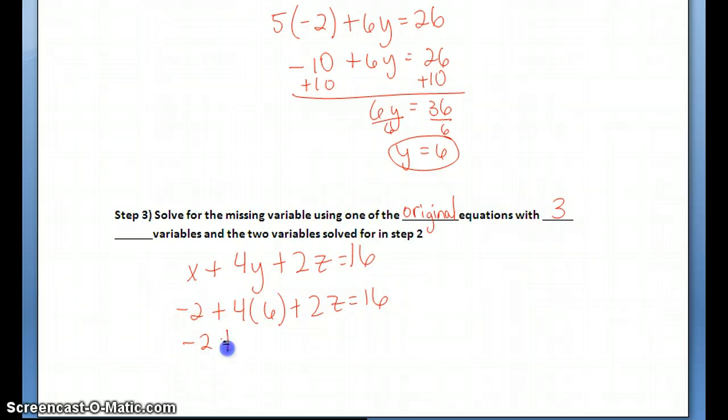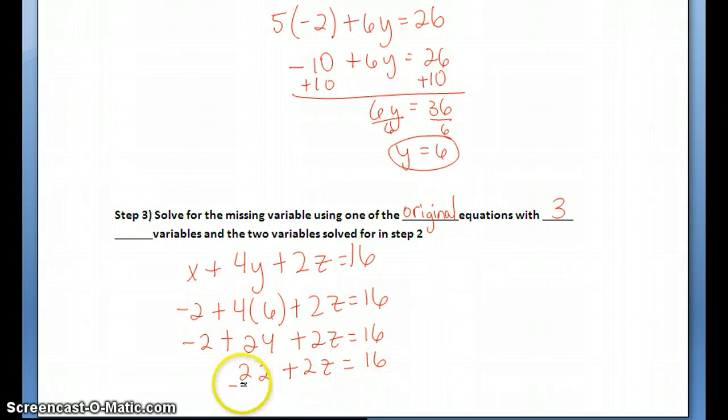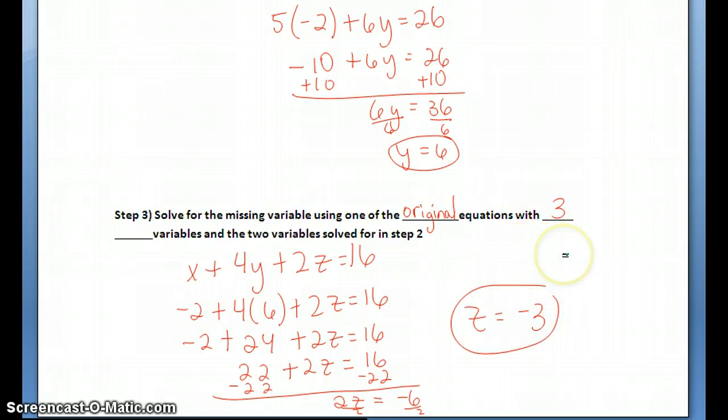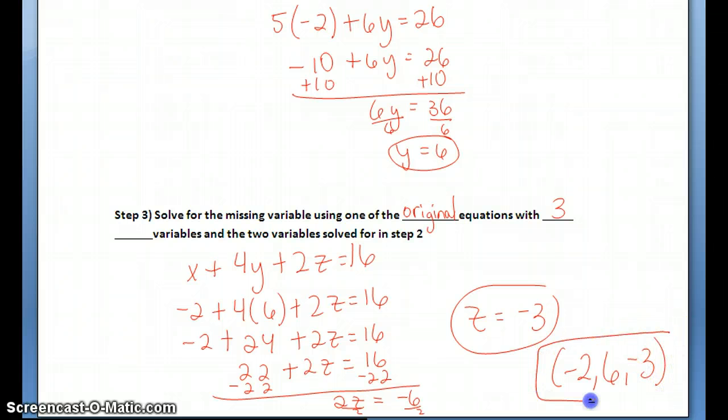So I've got negative 2 plus 24 plus 2z equals 16. This is going to give me 22 plus 2z equals 16. I'm going to subtract 22, just trying to find out what z is. That will give me 2z equals negative 6, and last step is divide by 2, and so z equals negative 3. So I have x equals negative 2, y equals 6, and z equals negative 3. And that's my ordered triple.